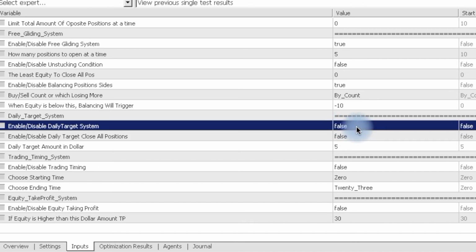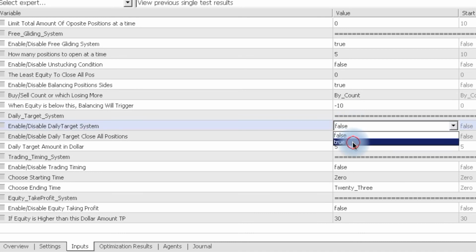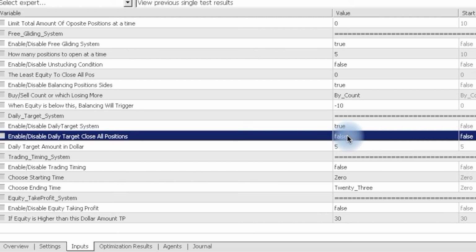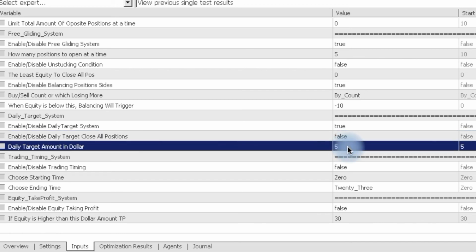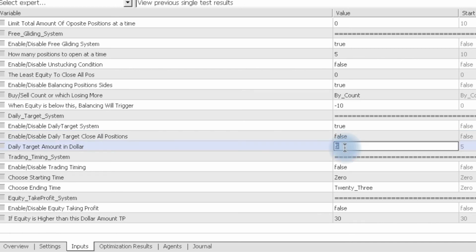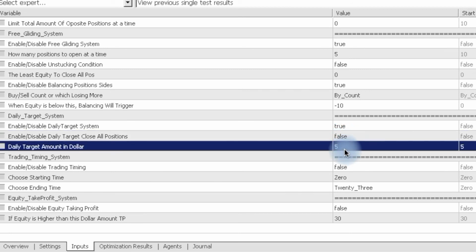This system basically says, I want to have a daily goal, a daily target. If I reach this daily target, don't trade anymore. So if I enable this and set the daily target, the amount is in points. Basically 5 means, again, we multiply by leverage, which is 100, so 500. Then we multiply by the lot size, which is 0.1, so it goes back to 50.